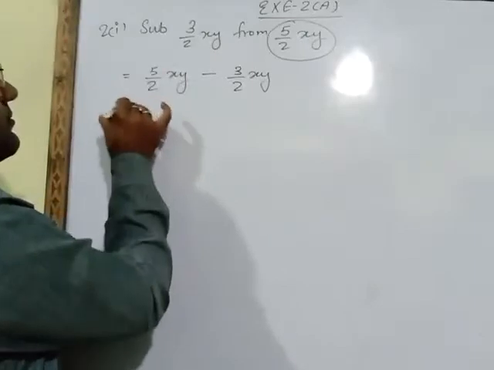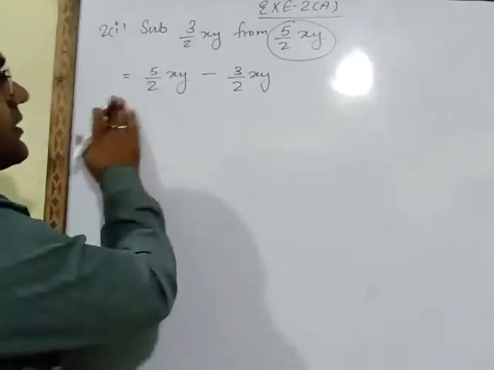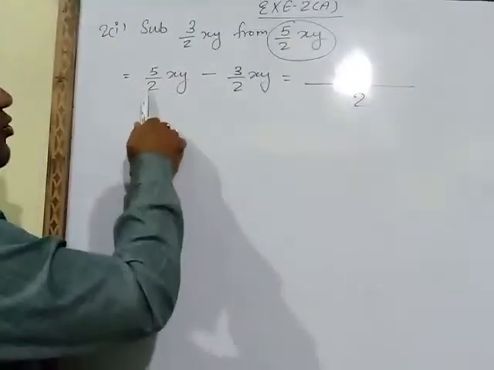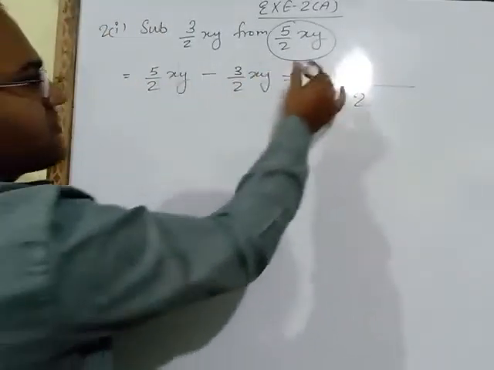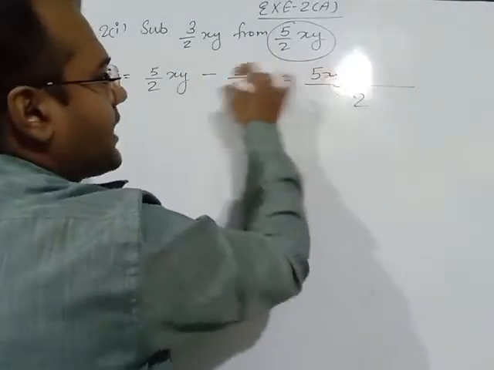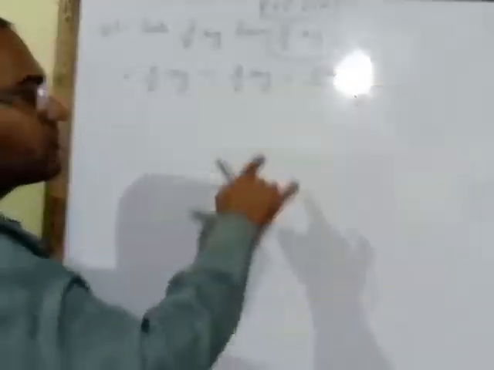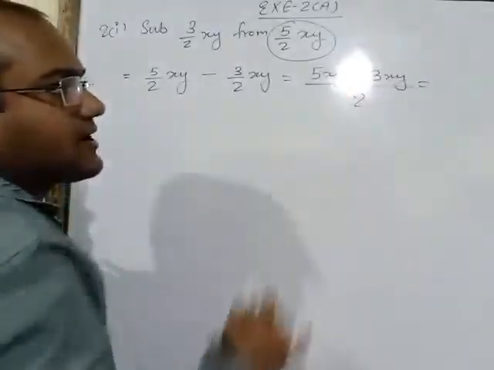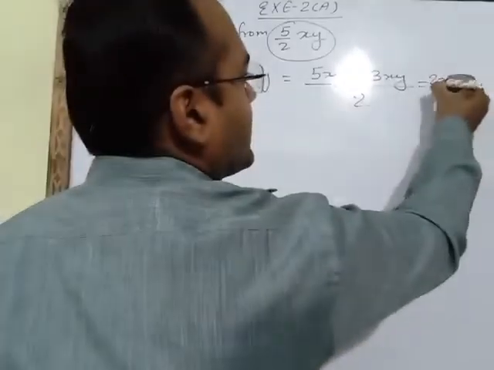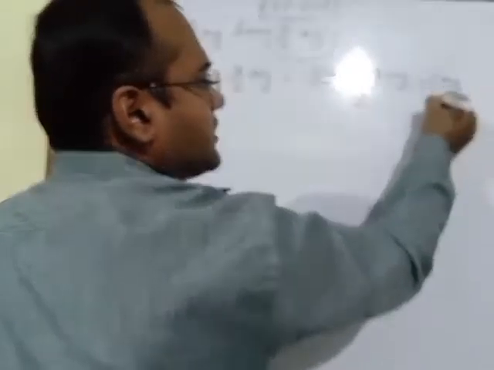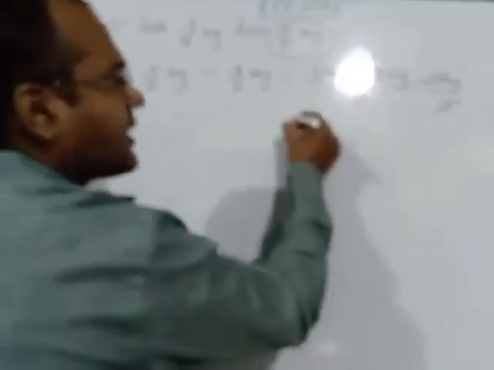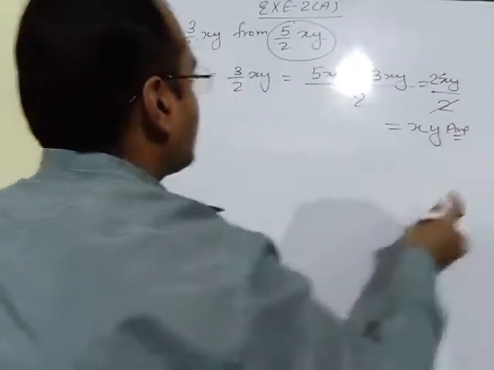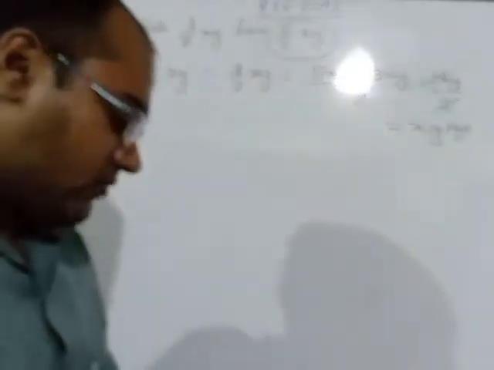Now we will take the LCM. The LCM of 2 and 2 is 2. 2 ones are 2, 1 into 5xy will be 5xy, minus 2 ones are 2, 1 into 3xy will be 3xy. Now 5xy minus 3xy will become 2xy upon 2. These two will get cancelled, so the final answer of this question is xy. So like this you have to do the second question, first part.